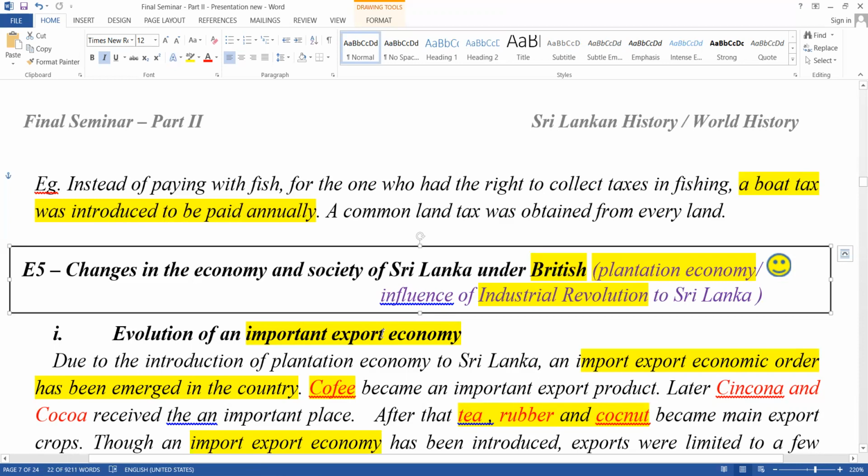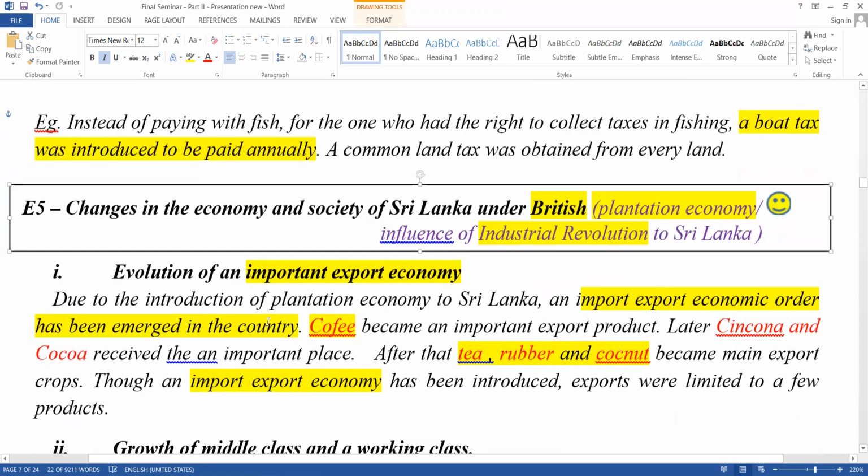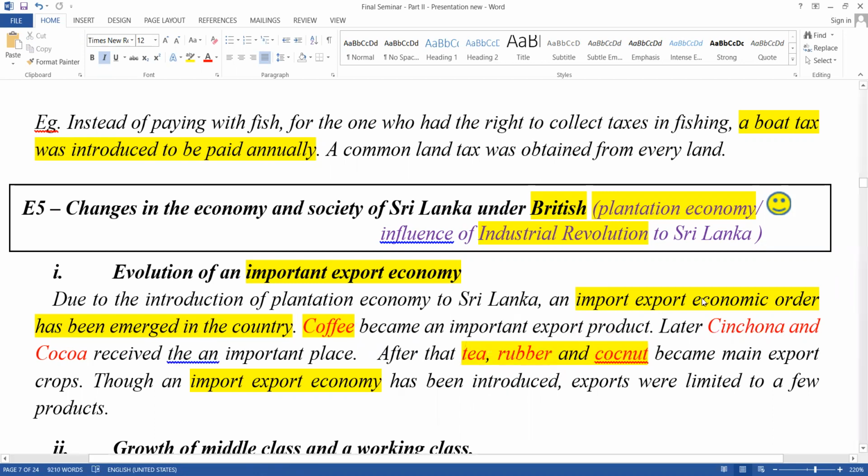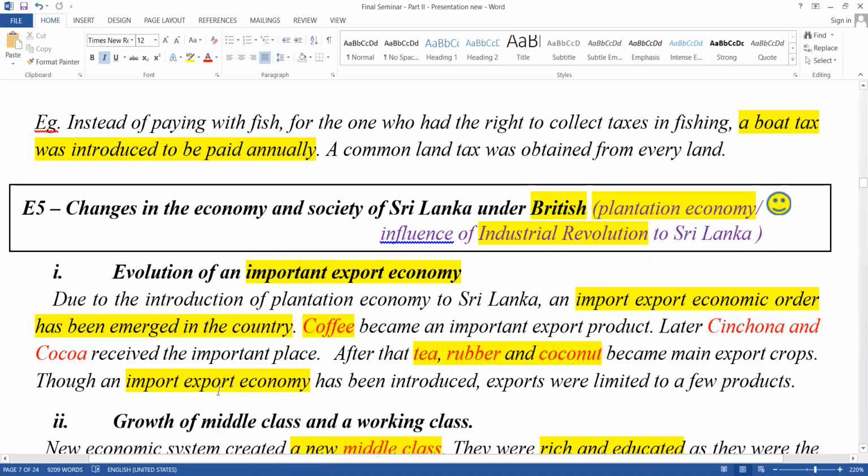Evolution of an import-export economy. So an import-export economic order had been introduced. Coffee became the first one, and then cinchona, then cocoa. They became a failure, and then tea, rubber, and coconut became the main export crops.